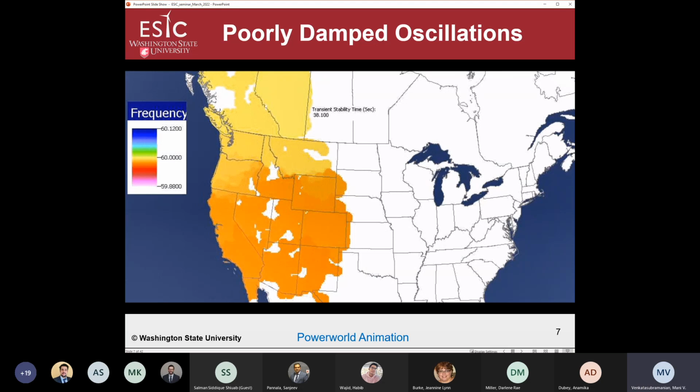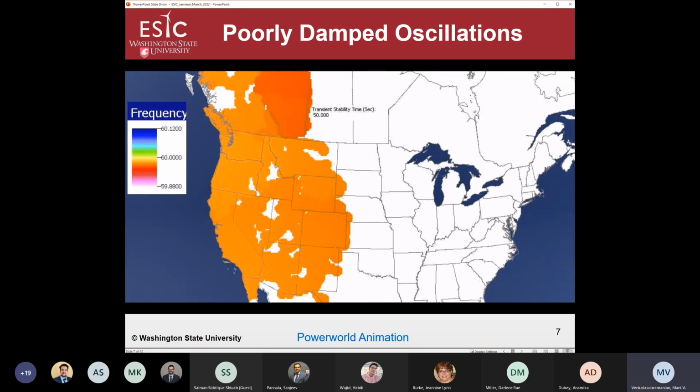And now we are at 40 seconds and still the oscillations are going on. In this case, in fact, it would have continued for several minutes because the oscillations are really poorly damped. And even at 50 seconds, the frequency has still not returned to 60 Hertz and the oscillations are continuing.